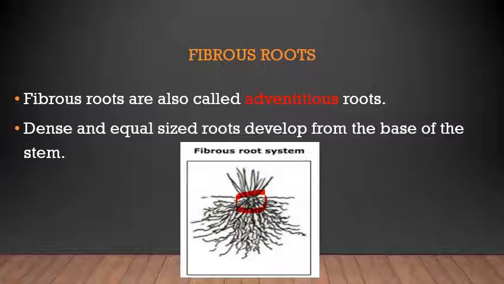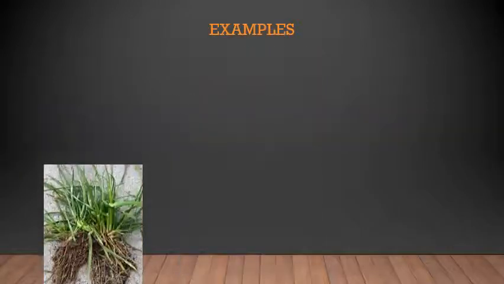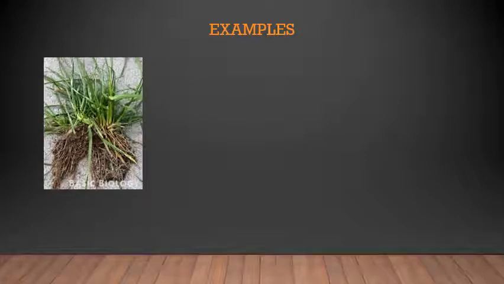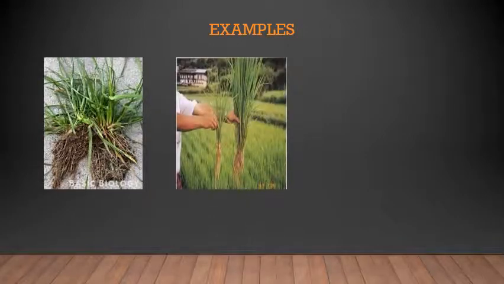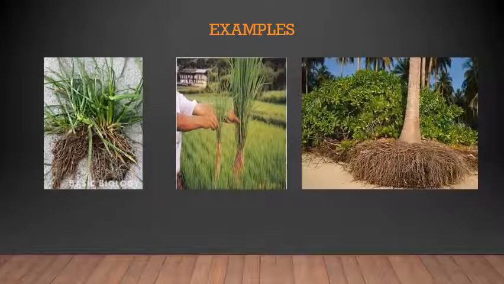The roots spread out as they grow downwards in the soil. It only spreads out as it grows downward, but all the roots will start from the base of the stem. The roots also branch out repeatedly as they grow, making a fine mass of thin roots. If you see examples, you will understand. Here, the grass. Grass is an example for fibrous root. Rice and the palm tree or the maple tree. These are the examples of the fibrous root.